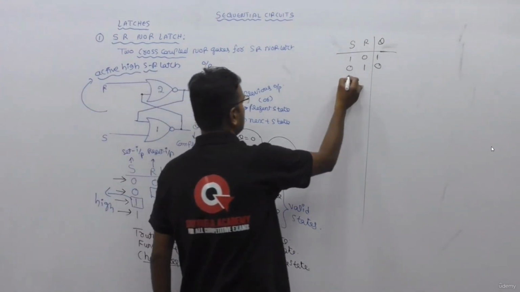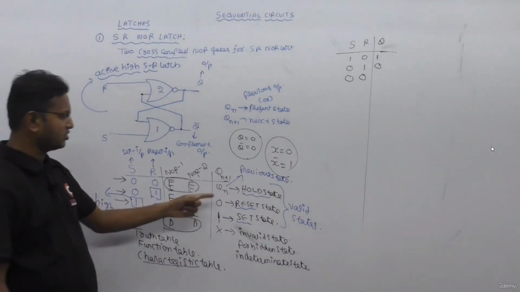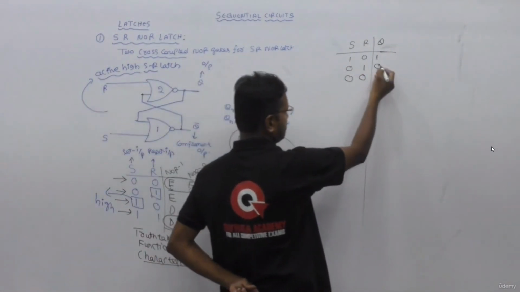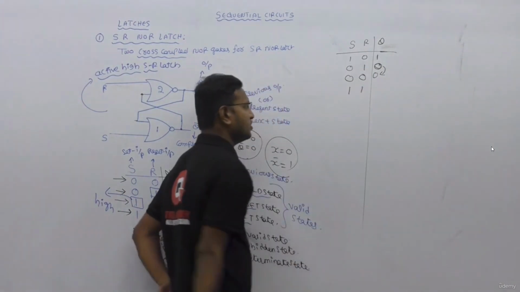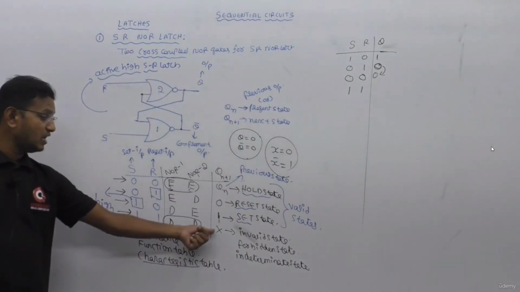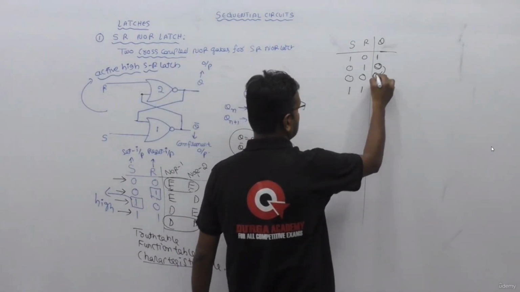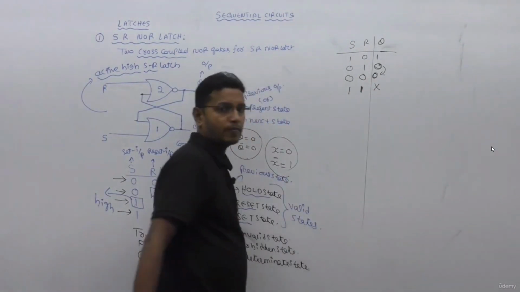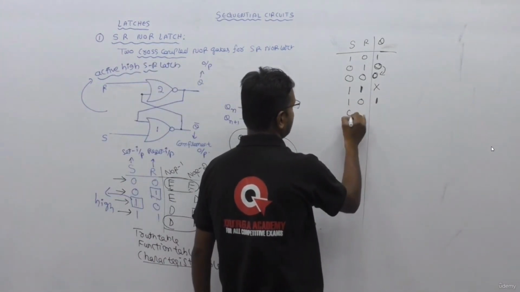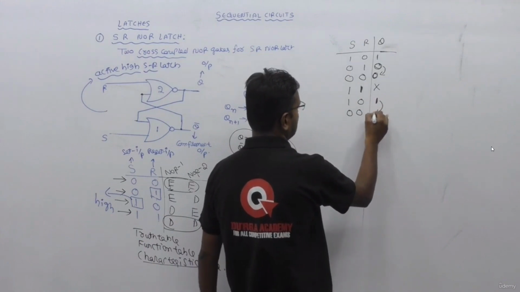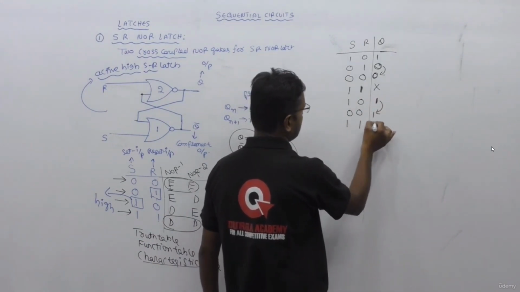Now, if I give both zeros, it will enter into the previous state. What is the previous value? This is a Qn. So, the same 0 will be. Now, if I give 1 1, what will happen? It will enter into invalid state. Simply put X. Don't put 0 or 1. Now, again I am giving 1 0, it will be 1. If I give 0 0, the next state again will be 1. Now, I will give both ones. If I give both ones, it is invalid.